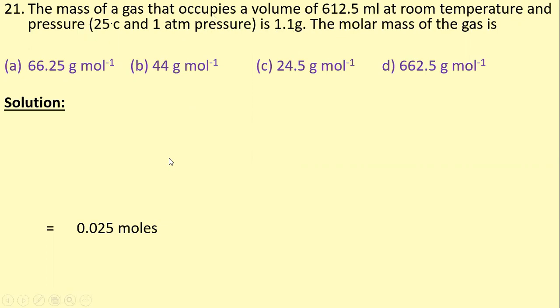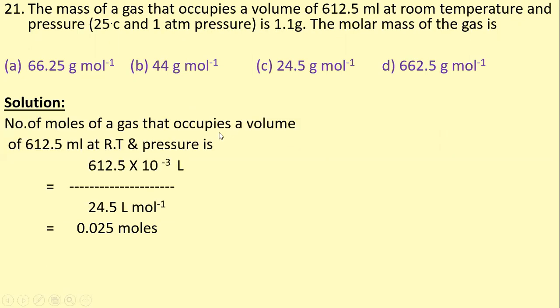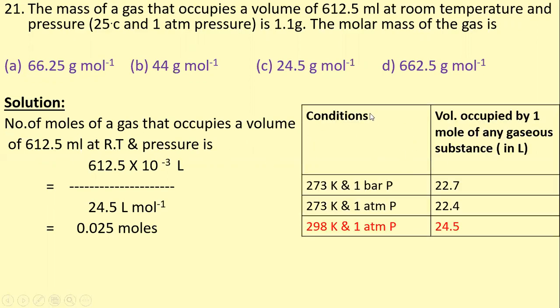To check, see here the number of moles of the gas that occupies a volume of 612.5 ml. This they have given in the question itself, and the clue that they gave is room temperature and pressure. I think you all know about this table, this column, which we studied under molar volume. They gave 25 degrees Celsius in the question. To convert it to Kelvin, we all know we have to add 273.